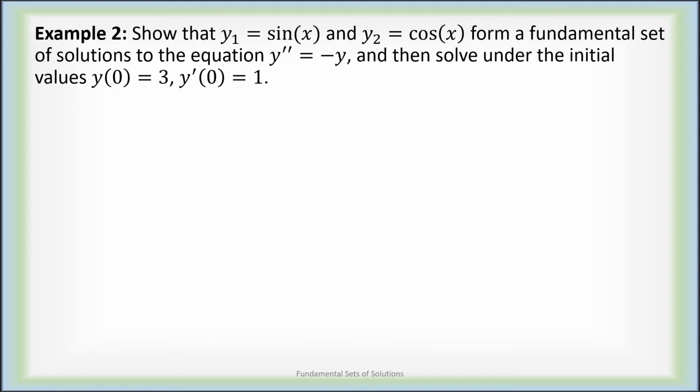Looking at a second example. y1 is sine x, y2 is cos x, and we are to show they form a fundamental set of solutions to the equation y double prime equals minus y, and then solve that differential equation under some initial conditions: y of 0 is 3 and y prime of 0 is 1.